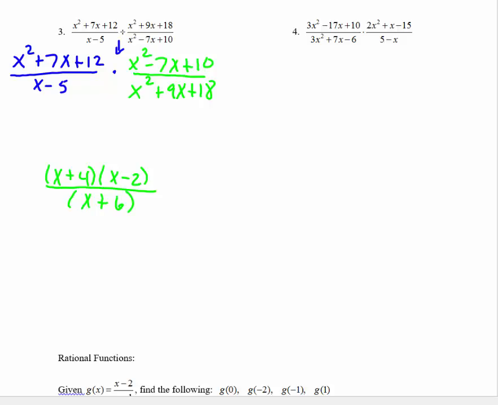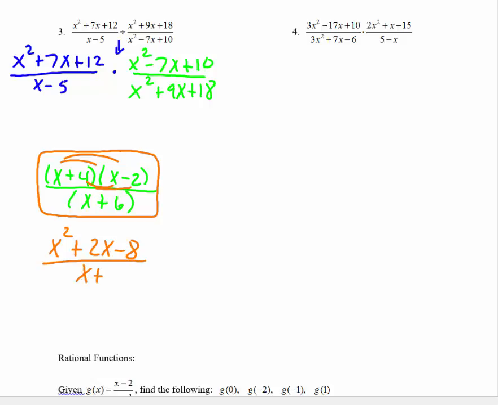Since the last step says to multiply, you could go ahead and FOIL out the numerator and get to the final answer. For the test, I'd go ahead and accept that as is to save time. But again, in my math lab, they're going to want you to FOIL that out because the last step is to multiply remaining factors. And that would give you an x squared plus 2x minus 8 all over x plus 6. Either answer I will accept on the test.